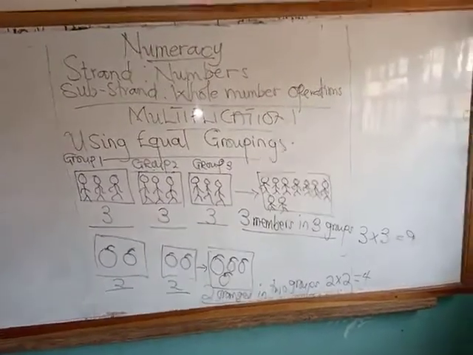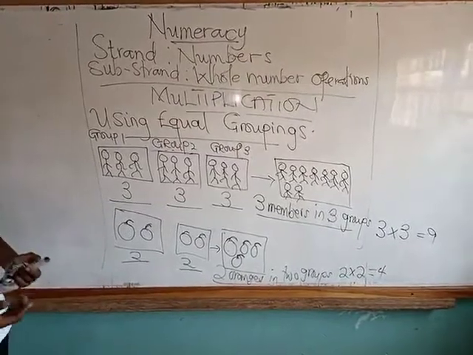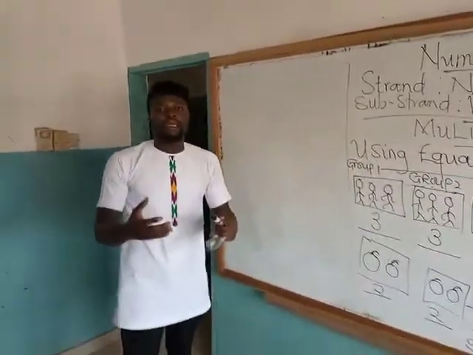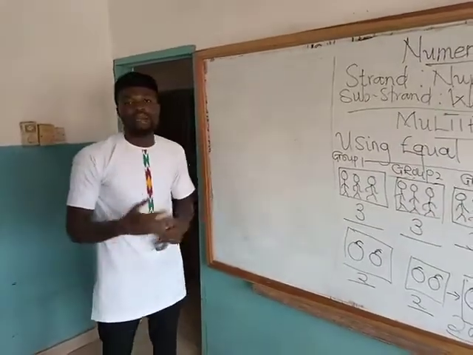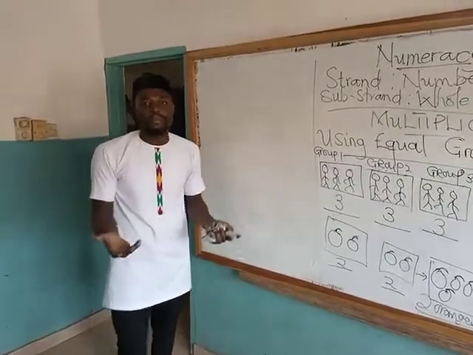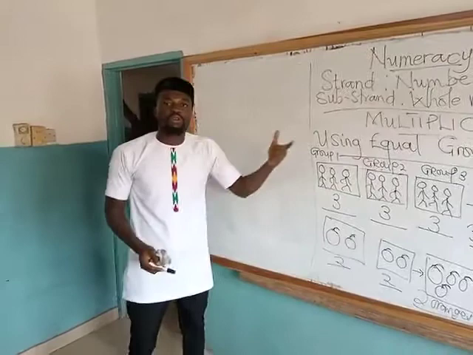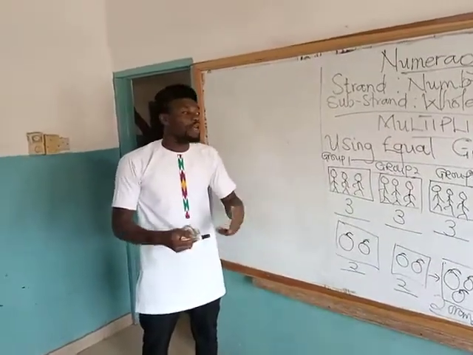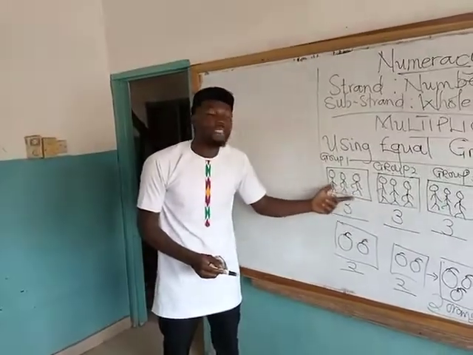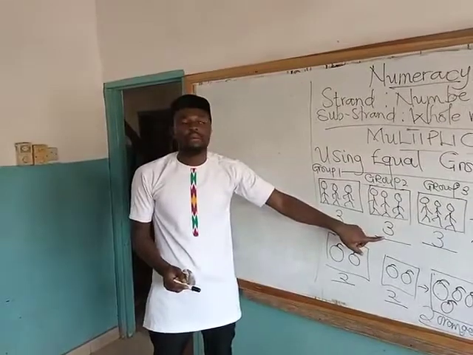Yes, so basically this is what we refer to as using equal groupings. It means each set will have equal members. Is that clear? So when you take group 1, its members should be equal to group 2 and group 3. So in order to multiply them, you just count the members there. You just count the members and multiply by the number of groups they have.